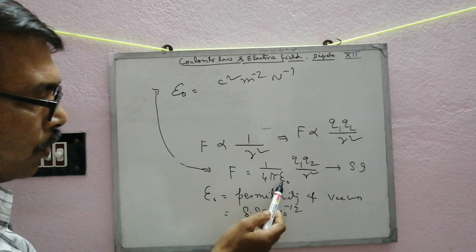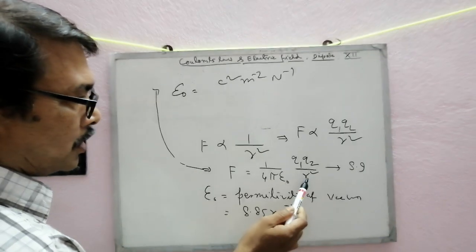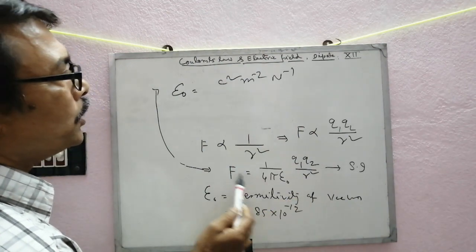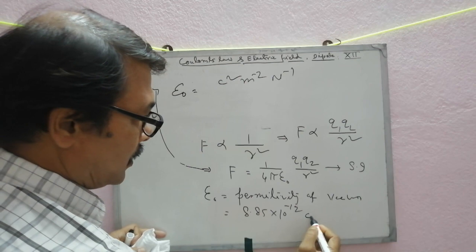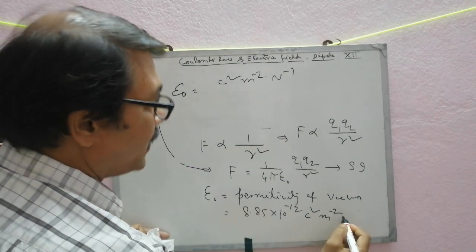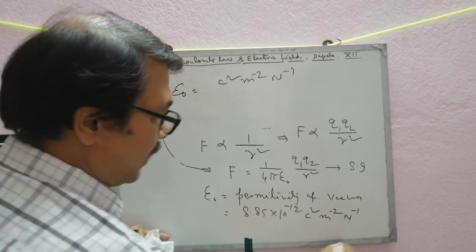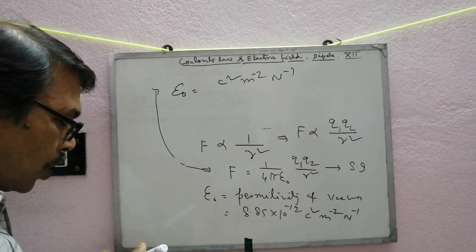From this equation, epsilon naught has the unit Coulomb to the power 2 meter to the power minus 2 Newton to the power minus 1. This is the permittivity of vacuum or free space.